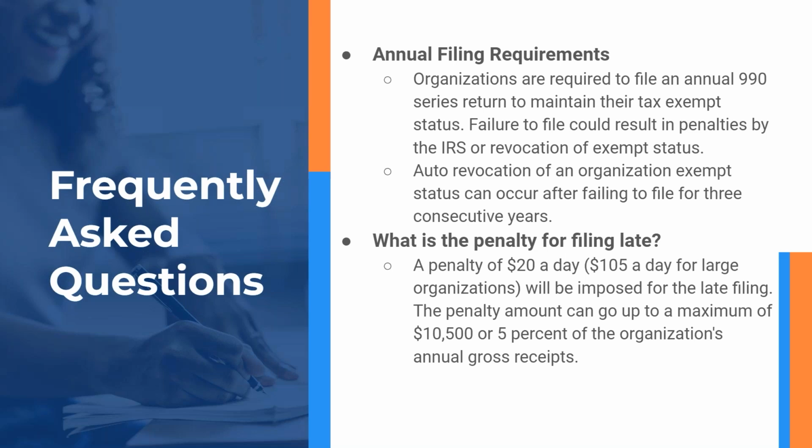A penalty of $20 a day, which is $105 a day for large organizations, for late filing, and the penalty amount can go up to a maximum of $10,500 or 5% of the organization's annual gross receipts. Either way is not an amount of money that an organization wants to pay, which is why it's incredibly important to file on time. If for any reason your status gets revoked, you do have to go through the process of filing a 1023 and reinstating your application for exemption. So just make sure you're filing every year and on time, so you don't have to worry about revocation and you don't have to worry about unnecessary penalties.